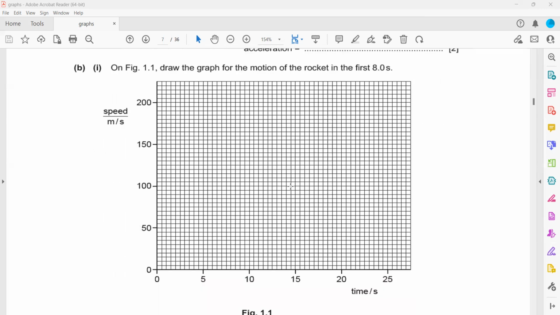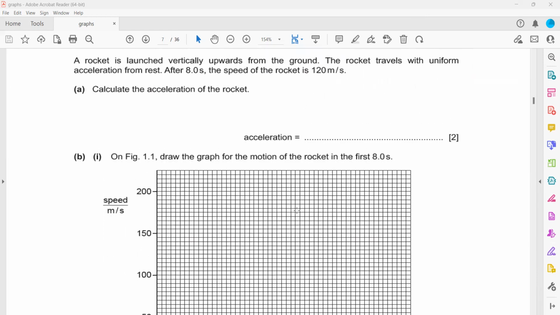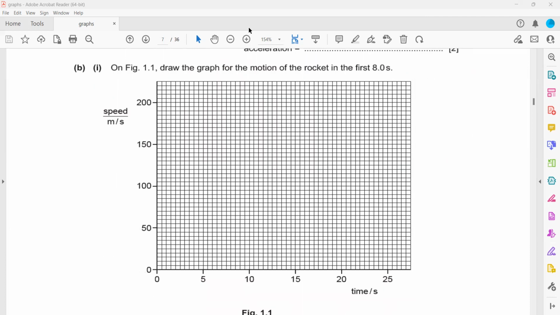Figure 1.1, draw the graph of the motion of the rocket in the first 8 seconds. A rocket is launched and you can see it has a uniform acceleration. Uniform means constant. So if you want to draw a uniform acceleration in the first 8 seconds, 10 boxes equal 5, so each box is 0.5. So this will be 6, this will be 7, and this will be 8. And on the other axis, 10 boxes equal 50, so each box equals 5. So 110 and 120.